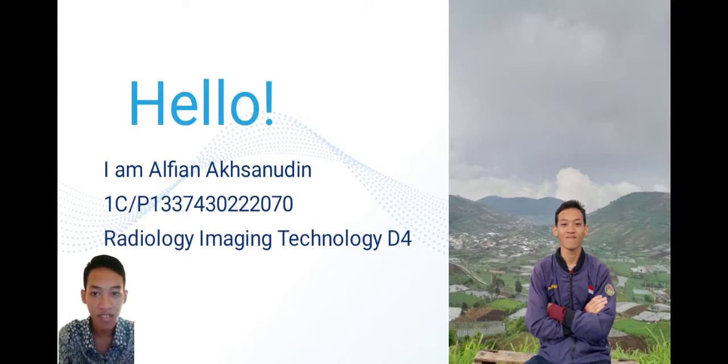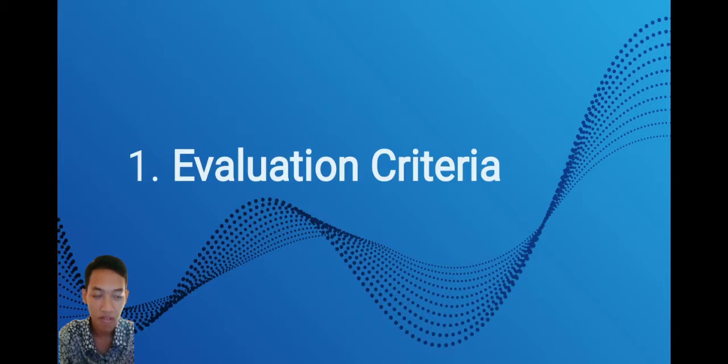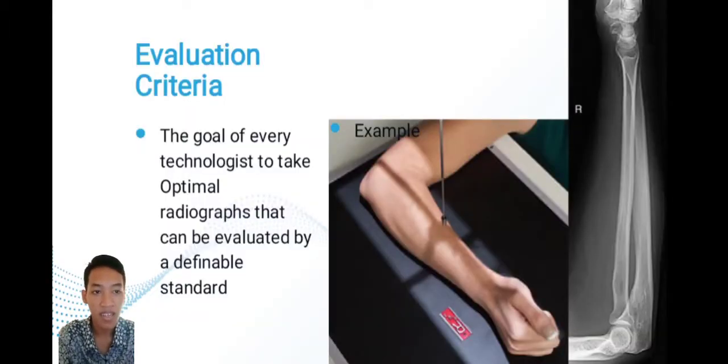Okay, at first I will talk about evaluation criteria. Evaluation criteria is the goal of every technologist to take an optimal radiograph that can be evaluated by definable standards. And here we have an example of four-part radiograph image evaluation as used in this text for lateral forearm, shown on the right. We have two pictures, that is the positioning photo and the resulting optimal radiograph.